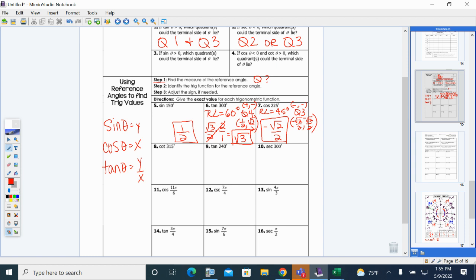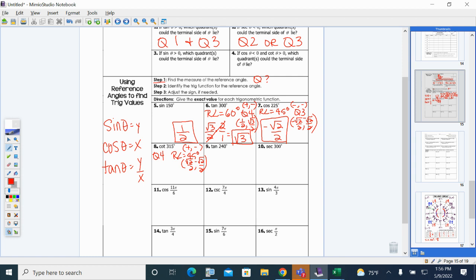Let's look at cotangent. Number 8 is the cotangent of 315. So 315 degrees is going to be in quadrant 4. And my reference angle here is another 45 degrees. And in quadrant 4, the x is positive and the y is negative. So the ordered pair is, if you look at your left hand, put your middle finger down, a positive radical 2 over 2 and a negative radical 2 over 2.